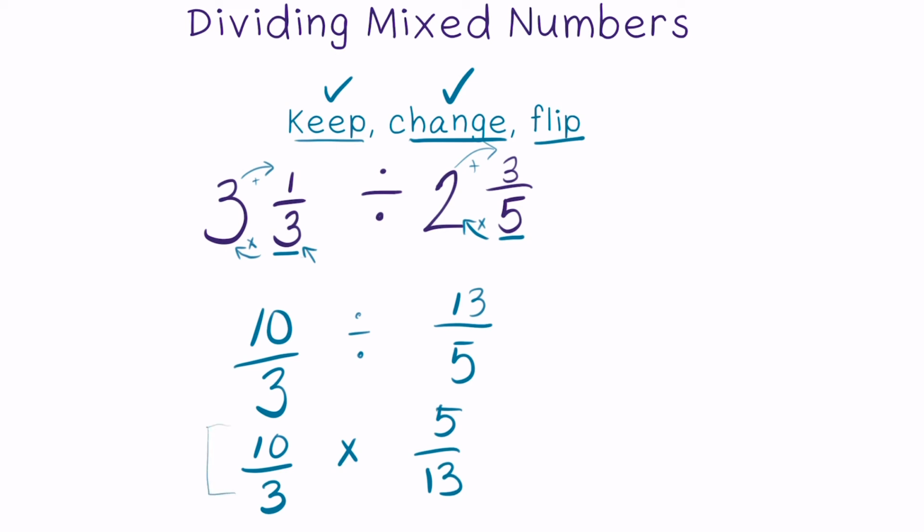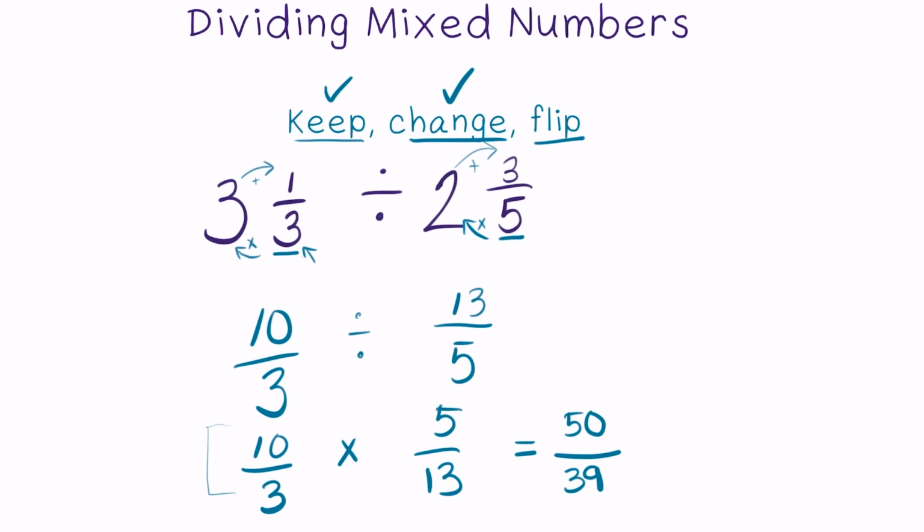Now that we've moved down to 10/3 times 5/13, we can multiply these fractions by simply multiplying across the numerator and then multiplying across the denominator. First, the numerators. 10 times 5 equals 50, and then the denominators. 3 times 13 equals 39. We have an answer of 50/39, but you should notice right away that this is a fraction greater than 1, or an improper fraction, so we want to simplify it.